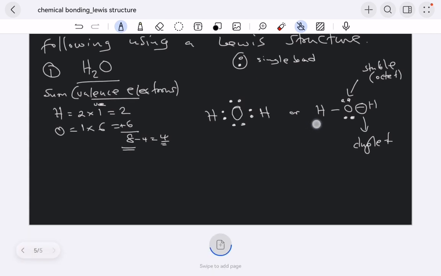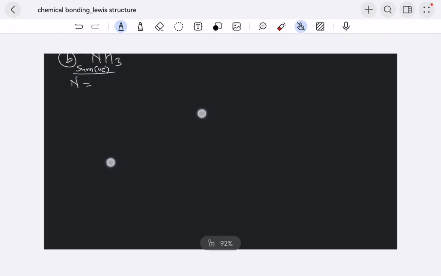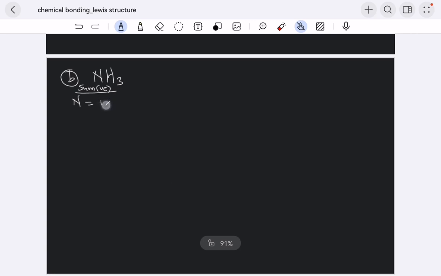Let's look at another example. B, we demonstrate for NH3. So we have to know the sum total of valence electrons. So nitrogen, we have 1. The valence electrons for nitrogen is 5. This gives us 5. Then hydrogen, we have 3. The valence electron is 1, which gives us 3. When we add the 2, we get 8.